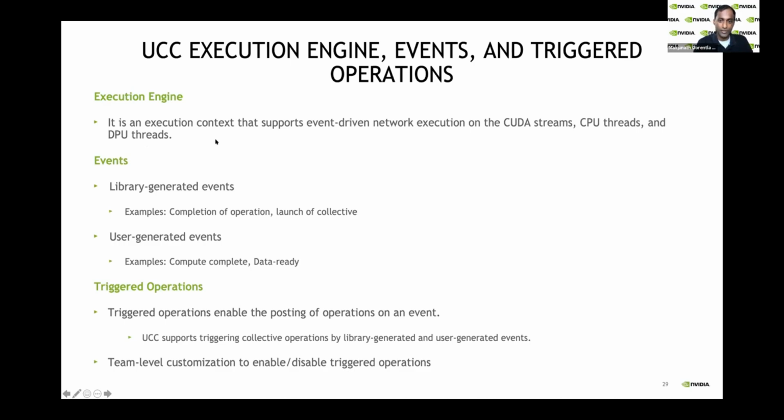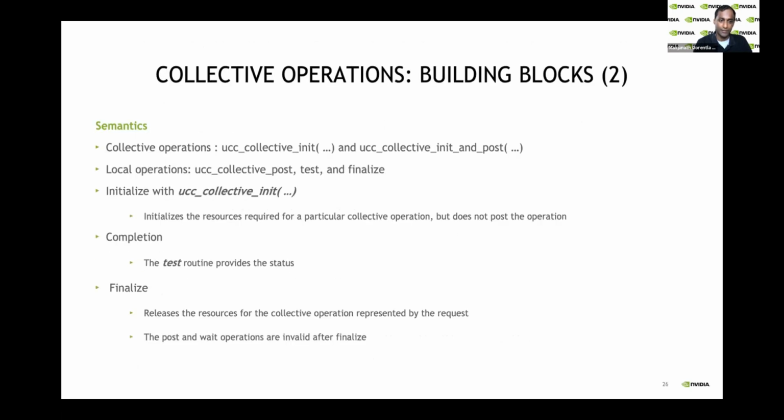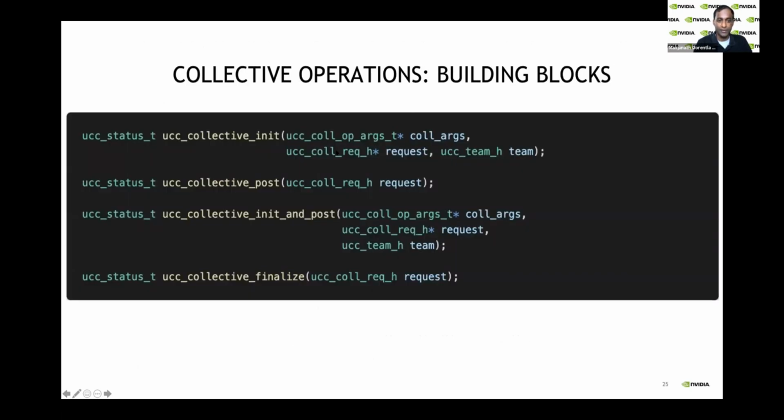The execution engine can be a CUDA stream, CPU thread, or a DPU thread here. And when does any operation happen on this execution engine? When you have an event, either a library generated event or user generated event. So if you go back to the previous slide, the post, for example, when the user calls a collective post, the collective gets executed right away.